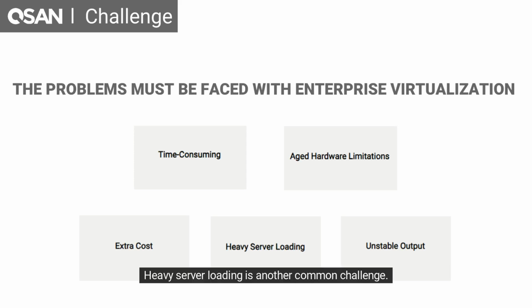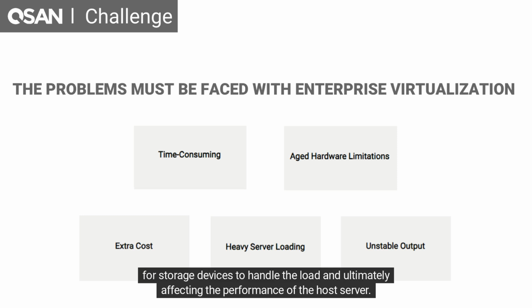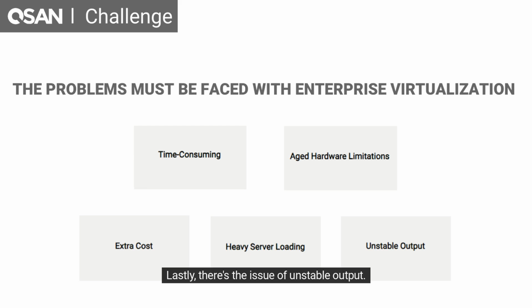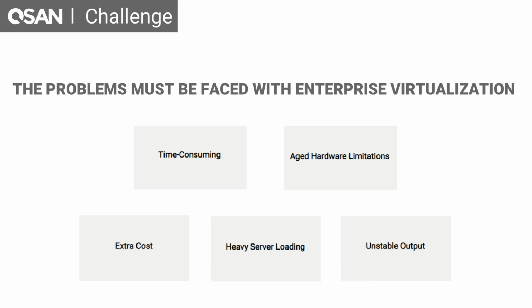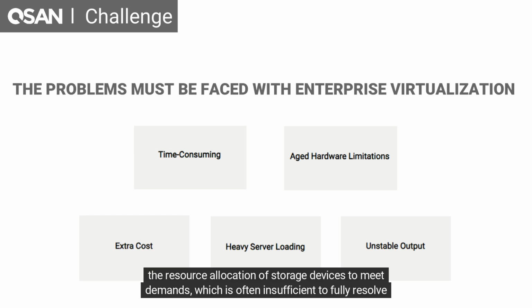Heavy server loading is another common challenge. Virtualized architectures or databases often generate a massive amount of I/O requests, making it difficult for storage devices to handle the load and ultimately affecting the performance of the host server. Lastly, there's the issue of unstable output. To address system latency and performance issues, equipment managers frequently need to manually adjust the resource allocation of storage devices to meet demands, which is often insufficient to fully resolve the problems.